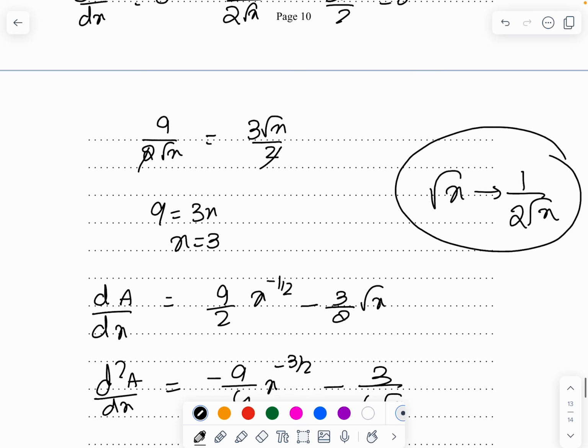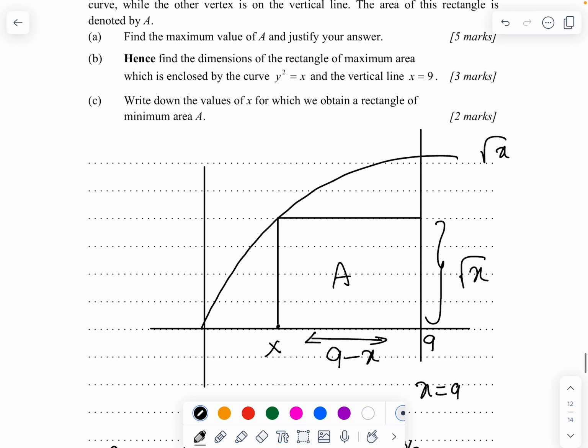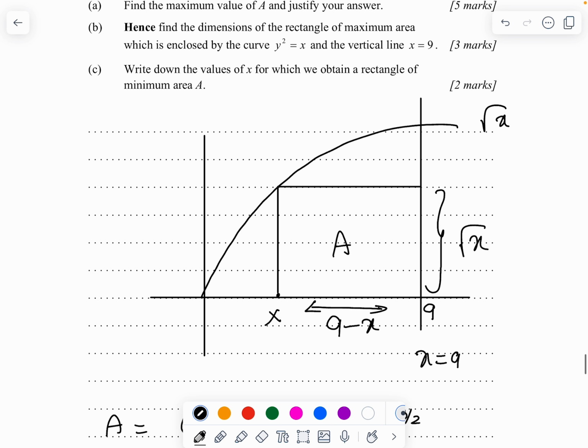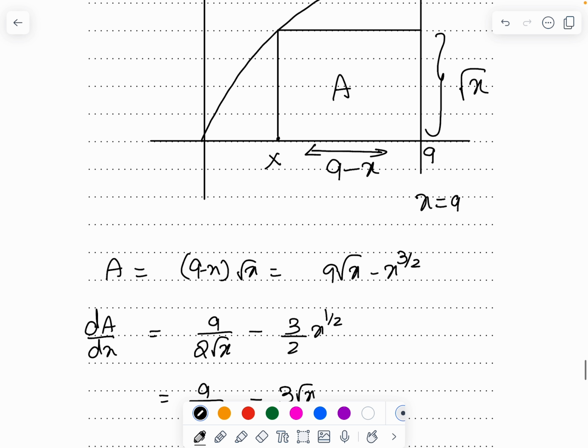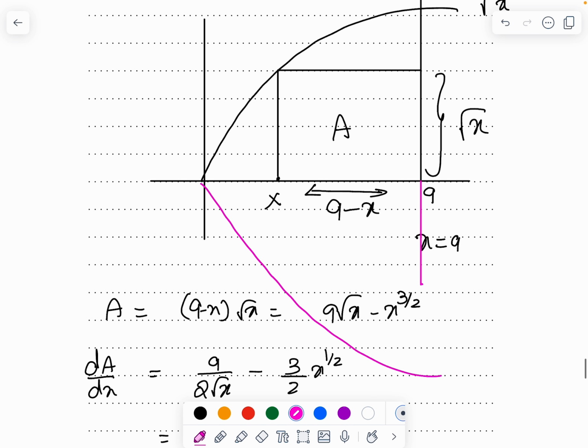Next, part B. Hence find the dimensions of the rectangle of maximum area enclosed with this curve. So the dimensions are going to be nothing but what? Of the rectangle with the maximum area. It's y squared equals x. Its reflection will be over here, and if I draw exactly the reflection, it becomes this way.